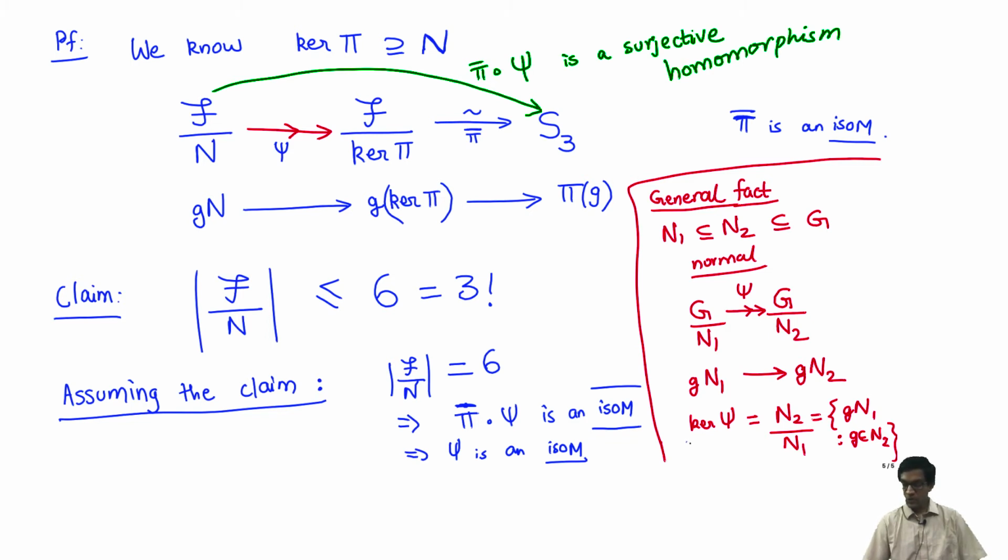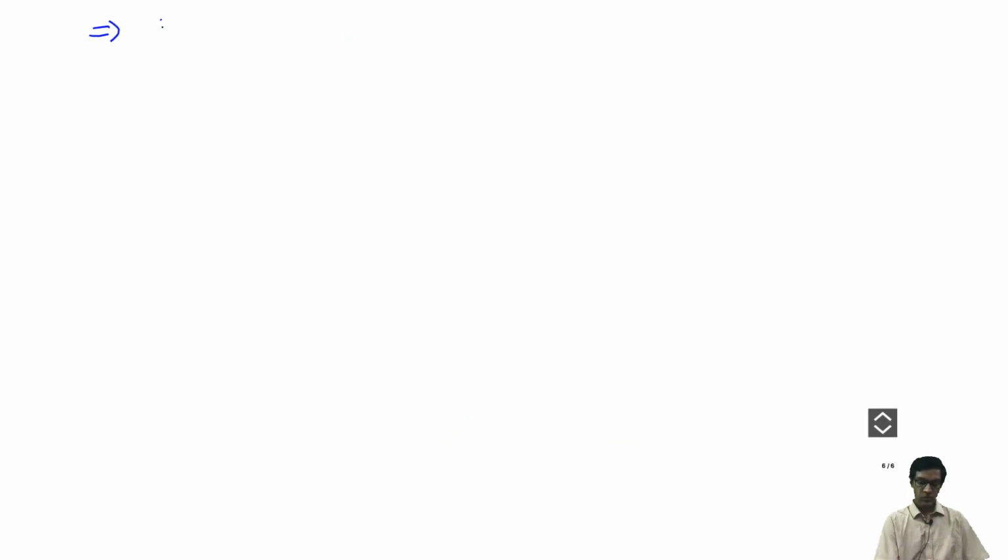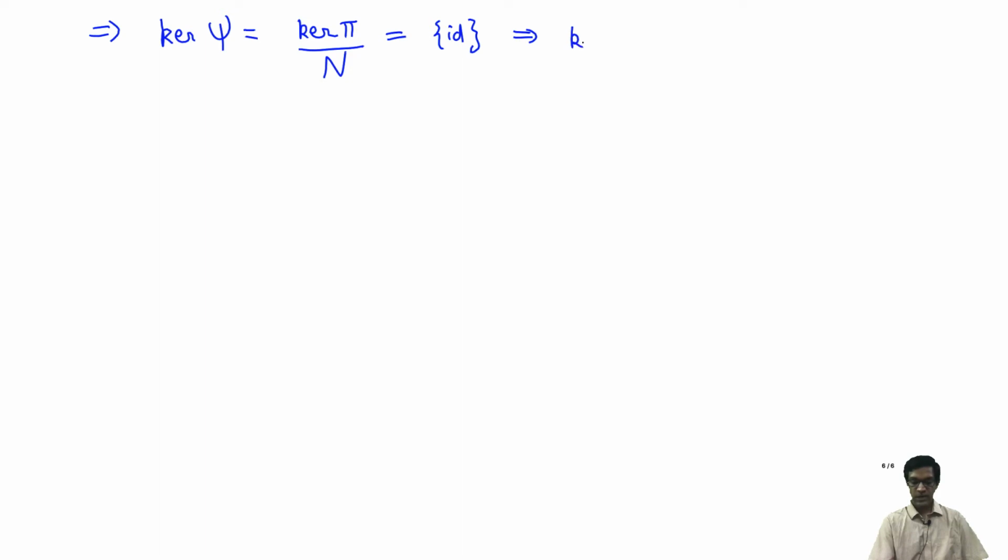Now observe, we know what the kernel of psi looks like. Kernel of psi is just a quotient n2 by n1. In this case, it is just kernel pi by n. So in our case, what would we get? We would get therefore that kernel of pi by n, which is the kernel of psi, which is n2 by n1, is just the trivial group. Okay, the kernel pi just has only the identity. That's exactly what we want to prove.